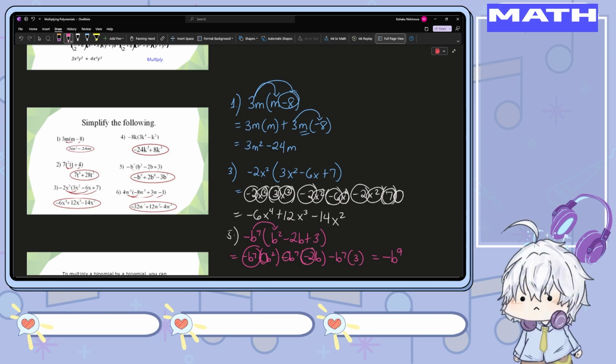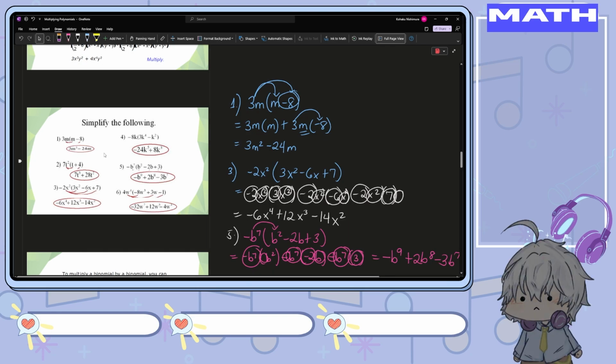Negative times negative 2 will become positive 2. And b to the 7 times b is now b to the 8th. Negative times positive 3 is negative 3. And we are left with b to the 7. Thus the answer is negative b to the 9 plus 2b to the 8 minus 3b to the 7th power. You can pause the video if you want to solve or verify numbers 2, 4, and 6.